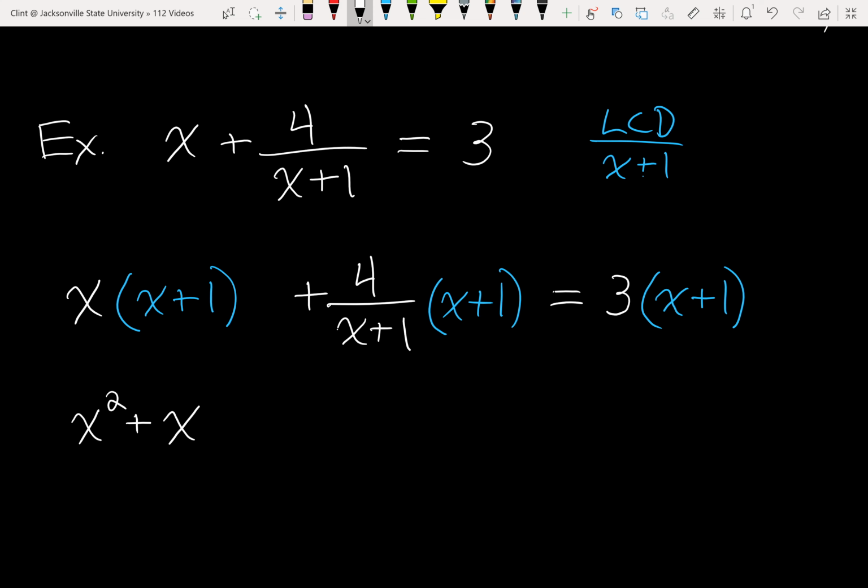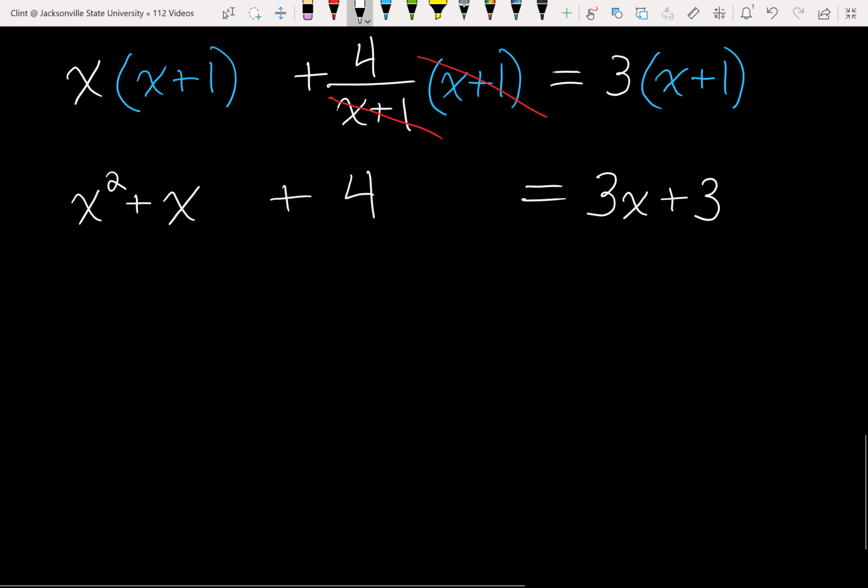Okay, but then look what happens on the second product we have. We've got x plus 1 in the denominator, and we're multiplying by x plus 1 on the top, so the x plus 1's cancel out. Okay, and it just leaves us with plus 4. That's really nice. Okay, and then on the other side, we have distributive property again. We end up with 3x plus 3. Okay. So now we don't have a rational equation anymore.